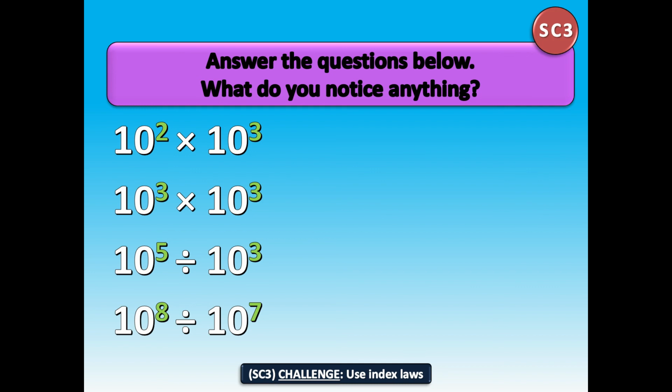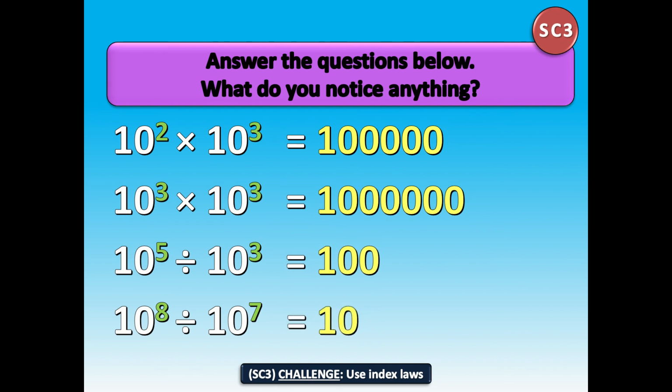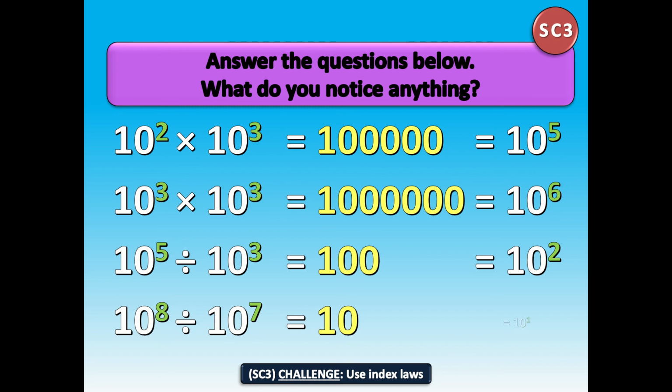So here are your answers. So what do we notice? Well, 100,000 is 10 to the power of 5. 1 million is 10 to the power of 6. 100 is 10 to the power of 2. And 10 is 10 to the power of 1.